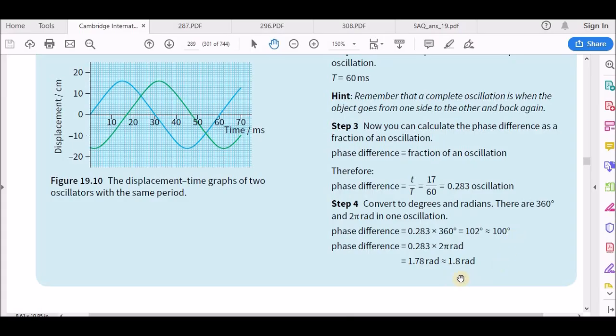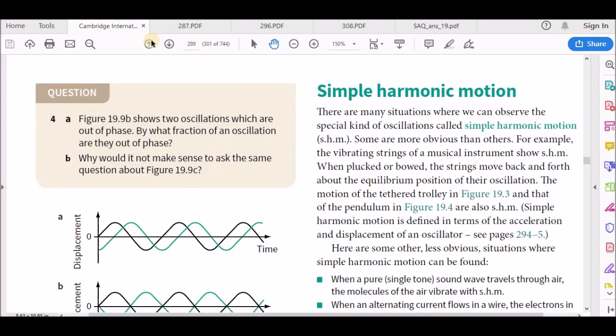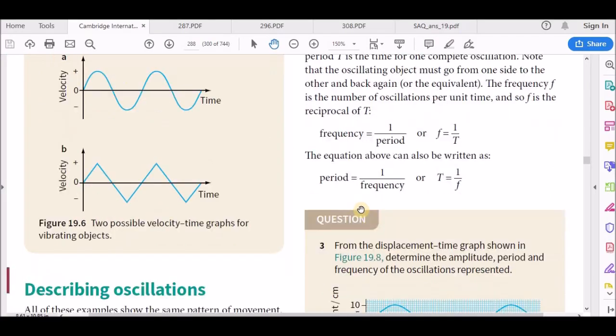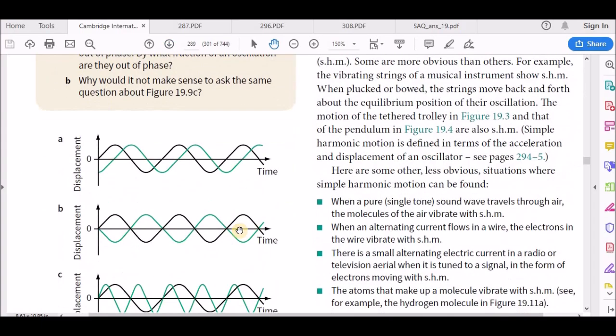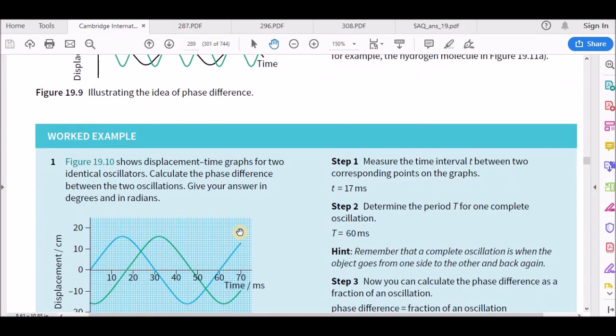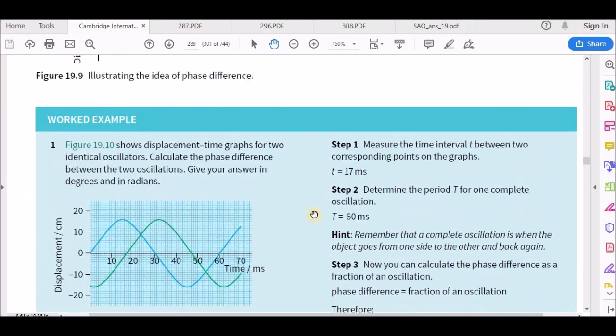This is in degrees, this is in radians, this is in terms of oscillation, like what we saw over here in the previous page. We learned that phase difference you can give it in terms of oscillation also. So I think this example is very clear now. Let's go through the rest of this page.